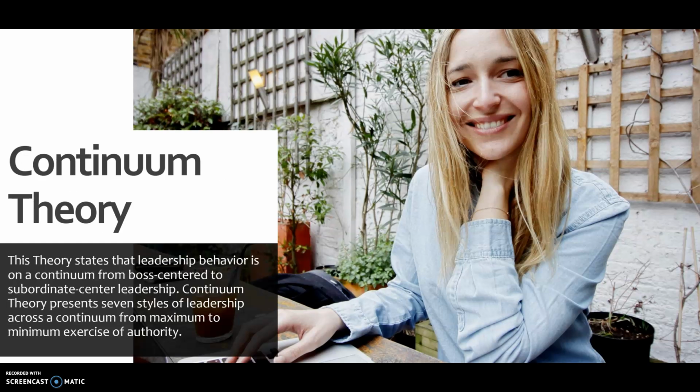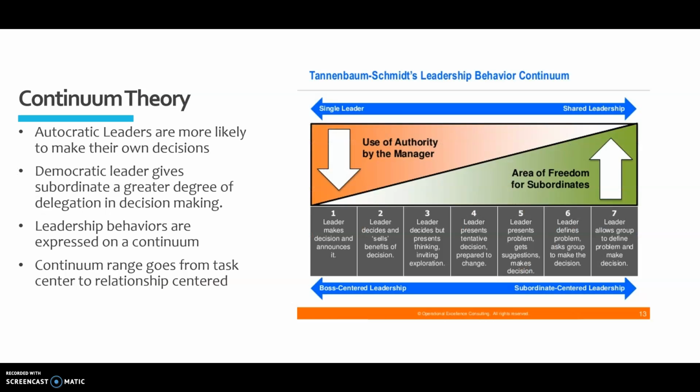The next theory is continuum theory. Continuum theory states that leadership behavior is on a continuum from boss-centered to subordinate-centered leadership. Continuum theory presents several styles of leadership across a continuum from maximum to minimum exercise of authority. Some elements of continuum theory are that autocratic leaders are more likely to make their own decisions. Democratic leaders give subordinates a greater degree of delegation and decision making. Leadership behaviors are expressed on a continuum. The continuum range goes from task-centered to relationship-centered.